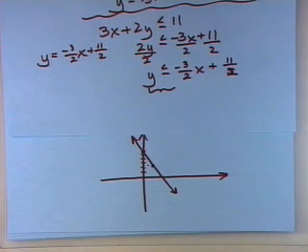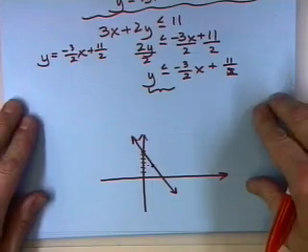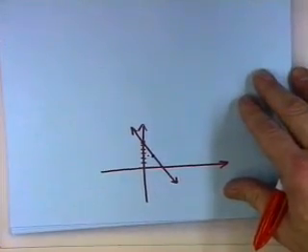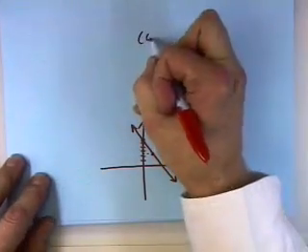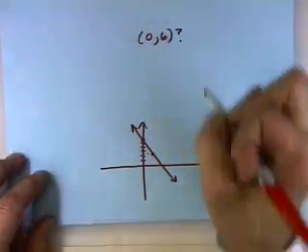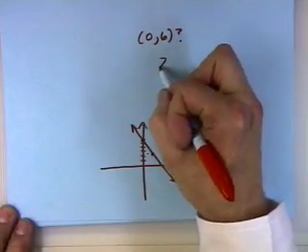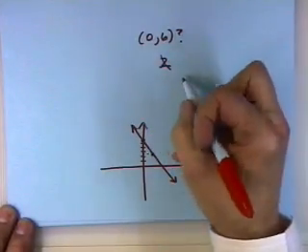Let's pick a point above and show that it's not in the solution set. Give me a point that's above this line. 0, 6, right? So is that in the solution set? Well, if it's in the solution set, here's our original. No, it's not.